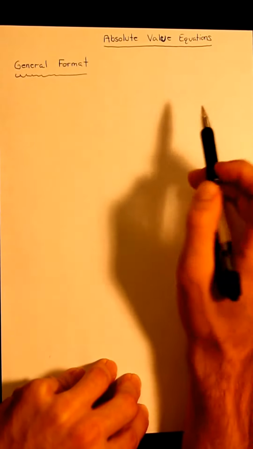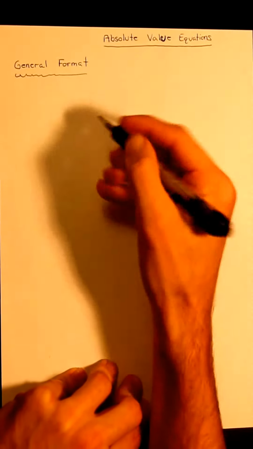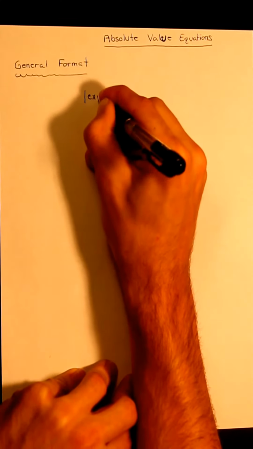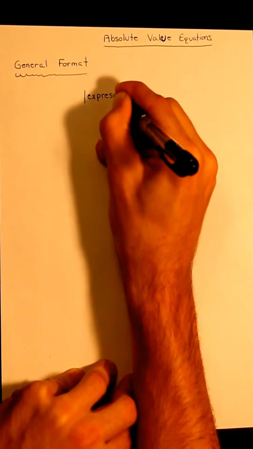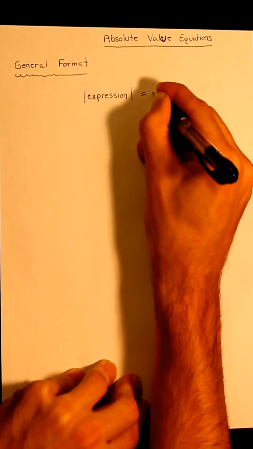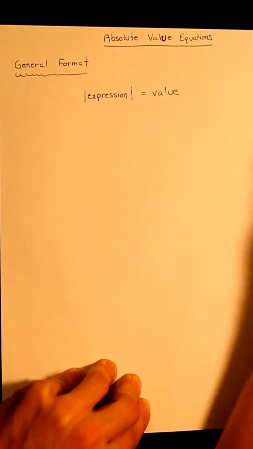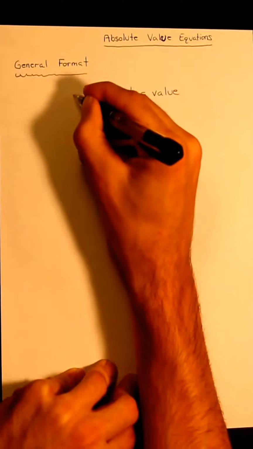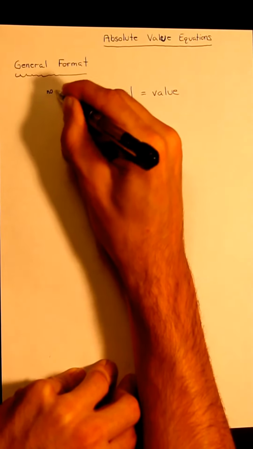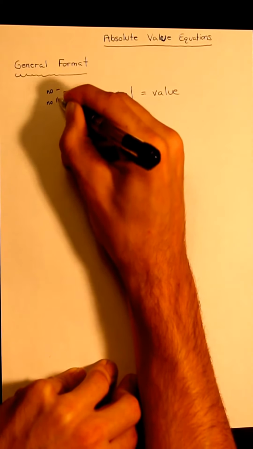And the way to spot absolute value equations is very simple. It's just, do they have an equal sign? And the general format that they usually come in is you have an expression, the absolute value of an expression, and it's equal to a certain value. And in this format, you want to make sure that there is nothing here. There are no negatives and no numbers.